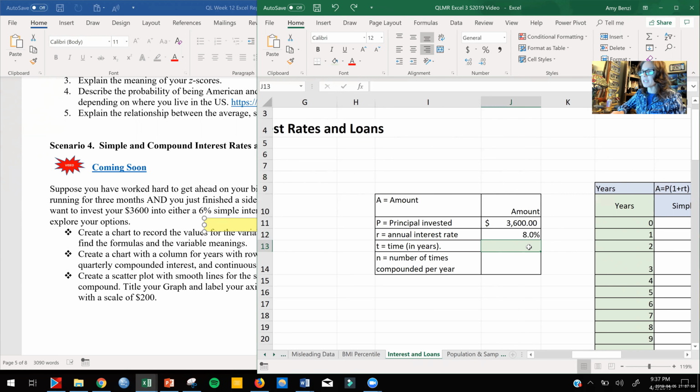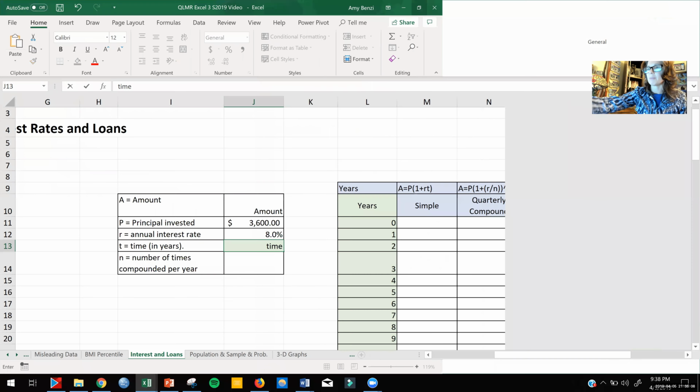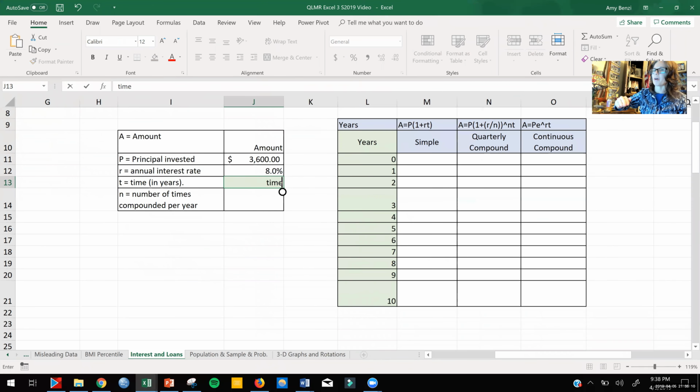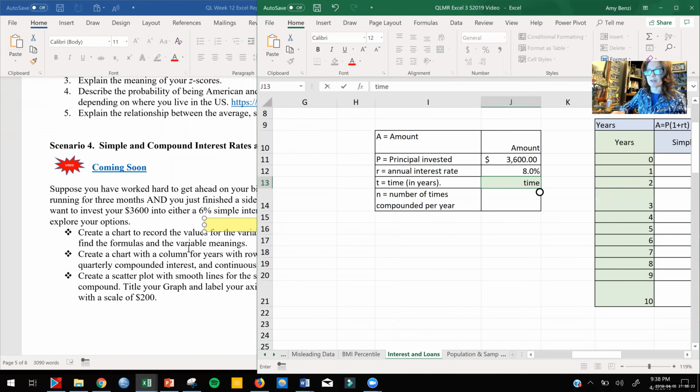All right, so our time. I just typed in the word time here because our time is actually going to be, we're going to grab all these different years, 0, 1, 2, 3, 4, 5, 6, 7, 8, 9, 10. And then we have the number of times that, when we do the compounding, it's going to be compounded per year.